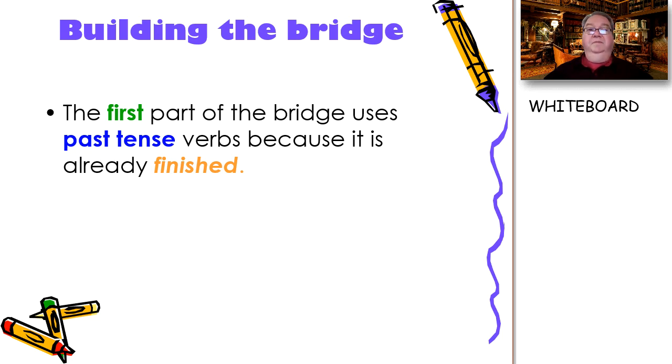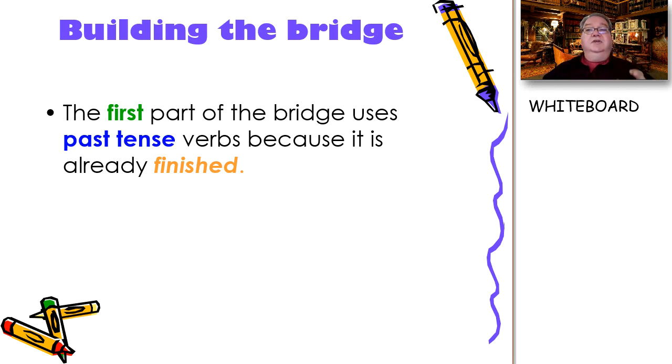In the first method, the first part of the bridge uses past tense verbs because it's already finished. Okay, so you're talking about something, and I'm just going to use point A, B, and C. Okay, that's really simple to remember.